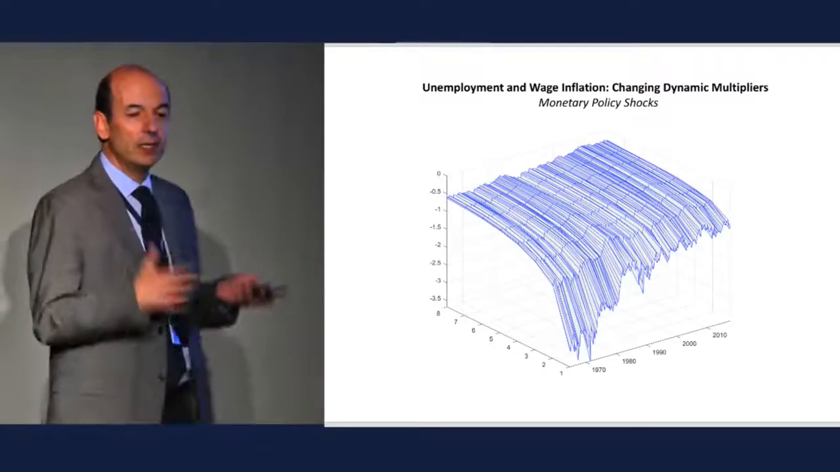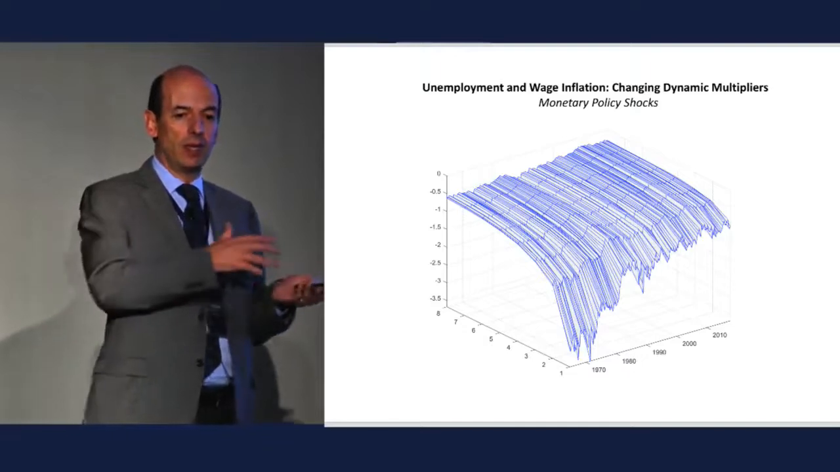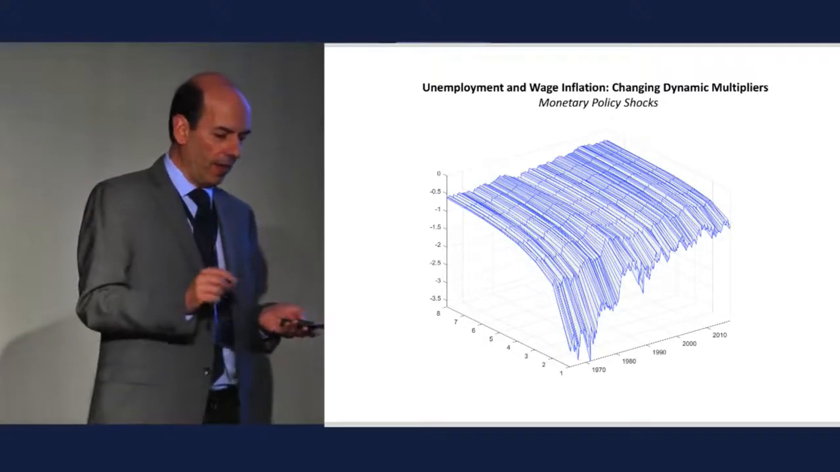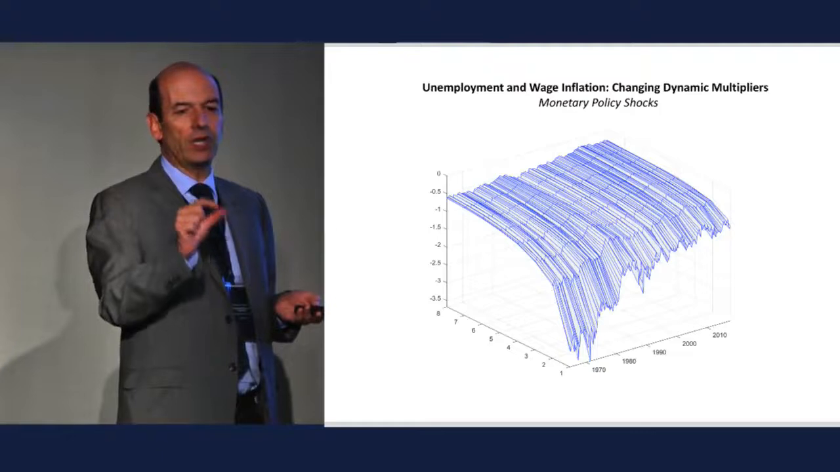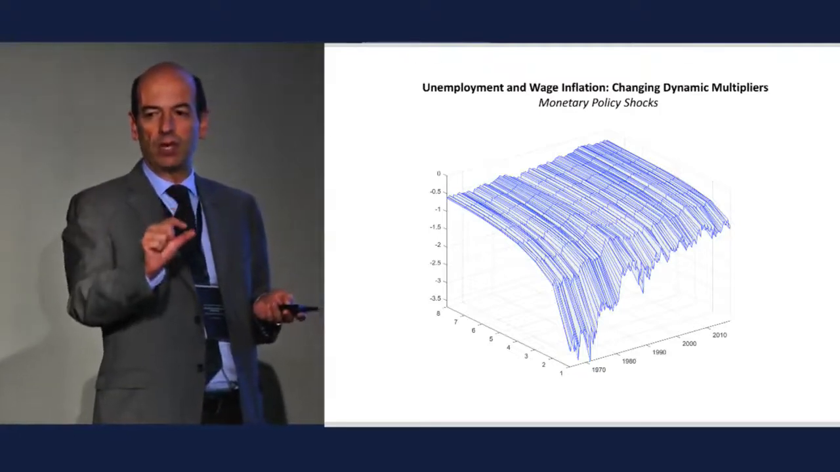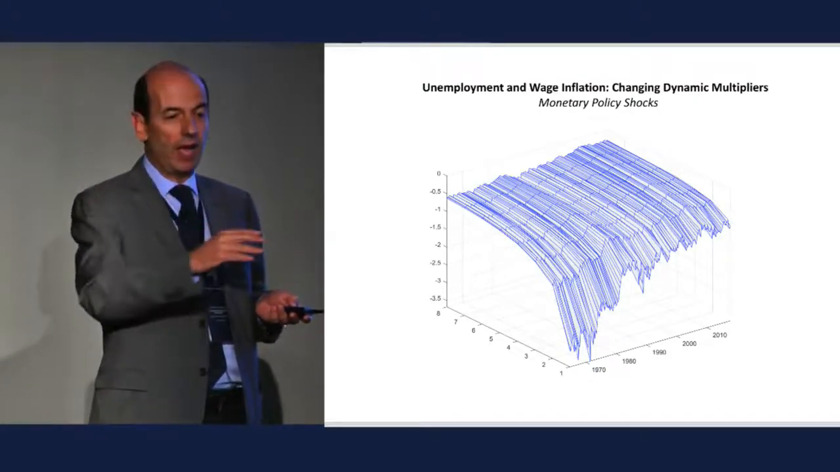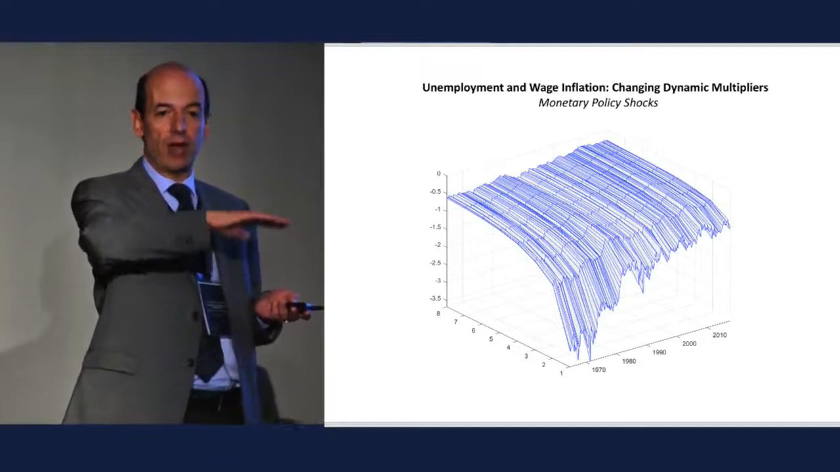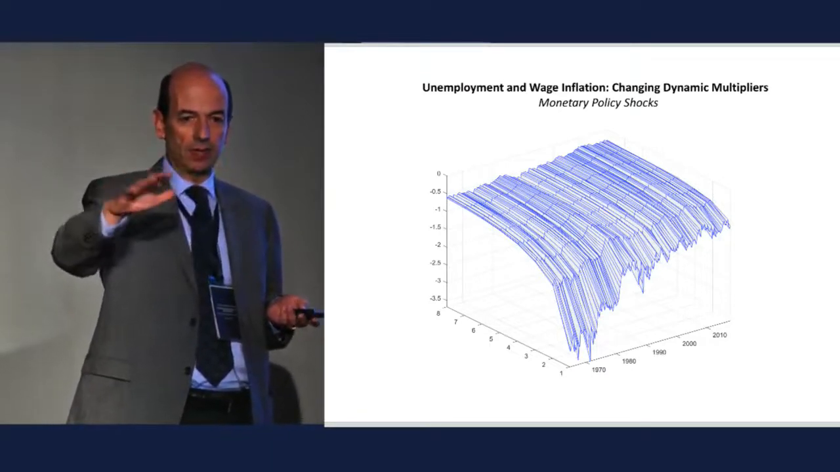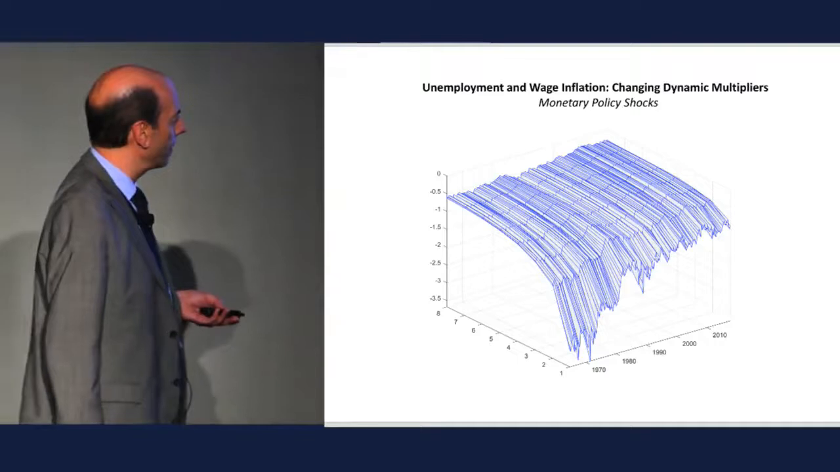So again, this is consistent with the idea of a weakening of the relationship between the unemployment rate and wage inflation over time, and it suggests that this has been a very gradual change over time.